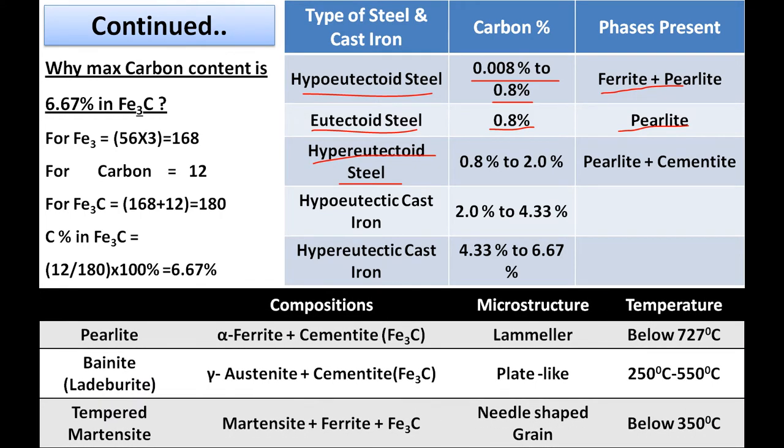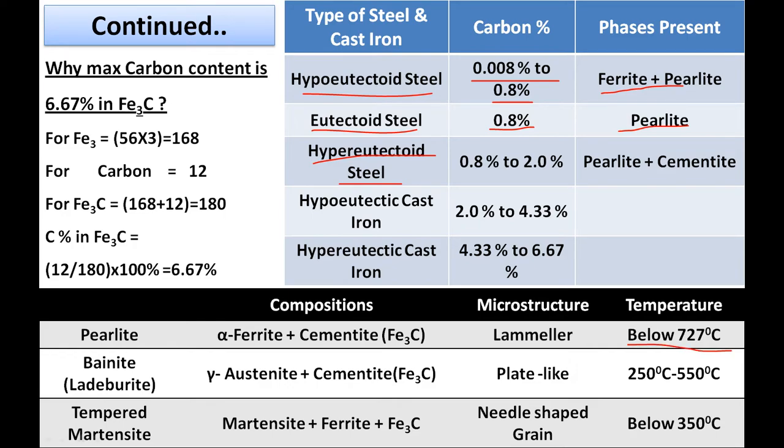Now what are the microstructures? Pearlite means alpha ferrite and cementite are present, but you cannot find alpha ferrite and cementite separately in the microstructure. It is like a pearl. Okay, pearl. This is a lamellar structure. One white patch, one black patch, one white patch, one black patch. It is like this. Okay, and we can find pearlite below 727 degrees centigrade.